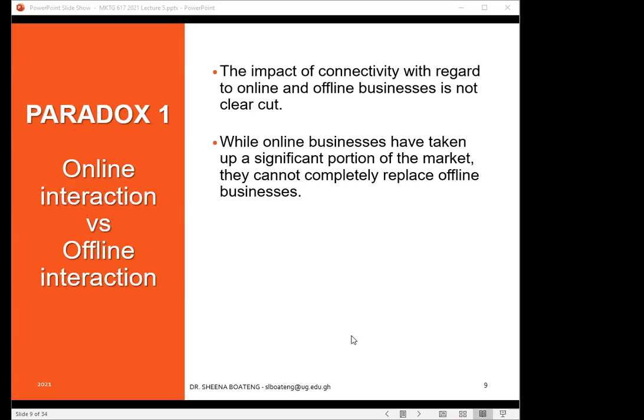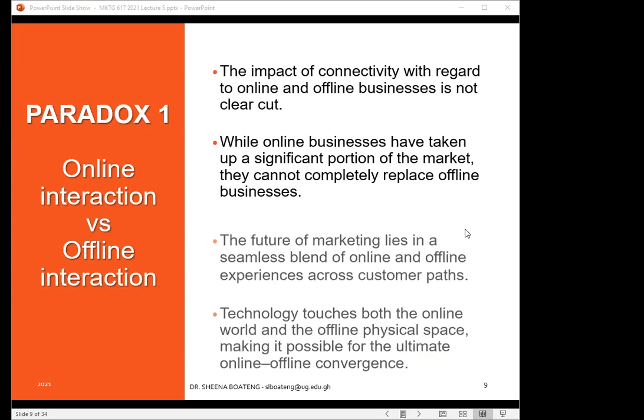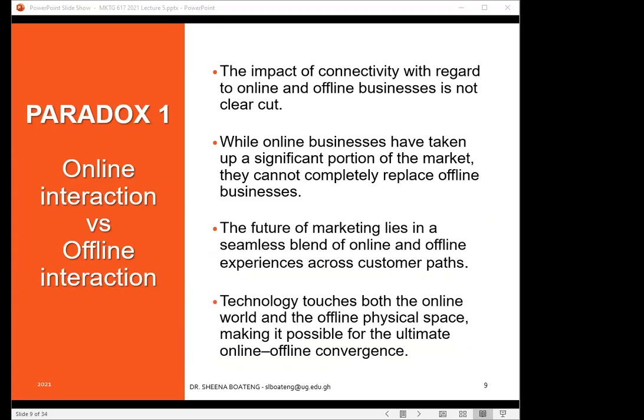Very true. Good, right? So here we are saying that the fact that we are doing business online does not mean we can completely do away with the offline aspect of marketing. So what are we saying here? We are basically implying that the future of marketing lies in our abilities as e-marketers to seamlessly blend both the online experiences with the offline experiences across the customer paths, such that we will use a combination of online techniques and offline techniques to ensure that our customers are happy along the path towards satisfying whatever needs that they have identified.